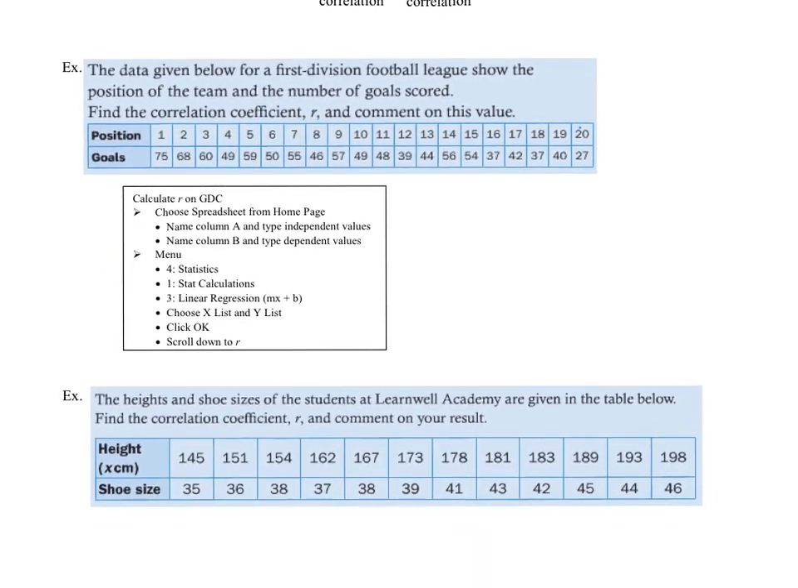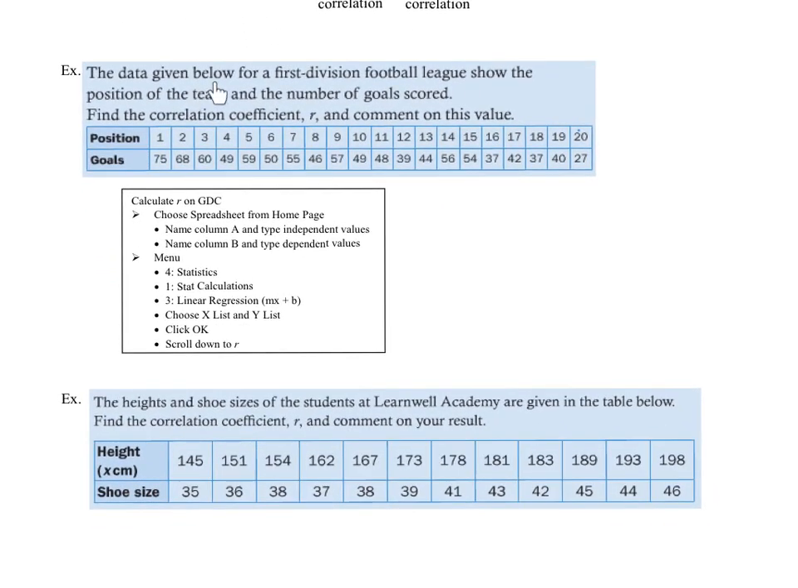The data given below for a First Division Football League shows the position of the team and the number of goals scored. Now, what I think they mean by position is the ranking of the team. So find the correlation coefficient R and comment on this value.